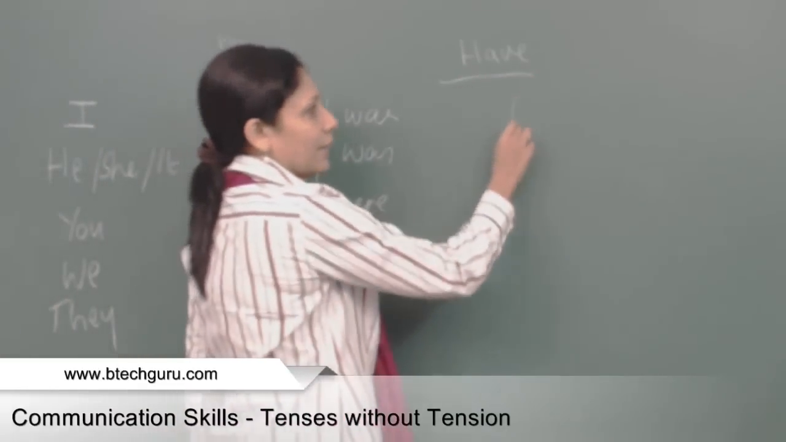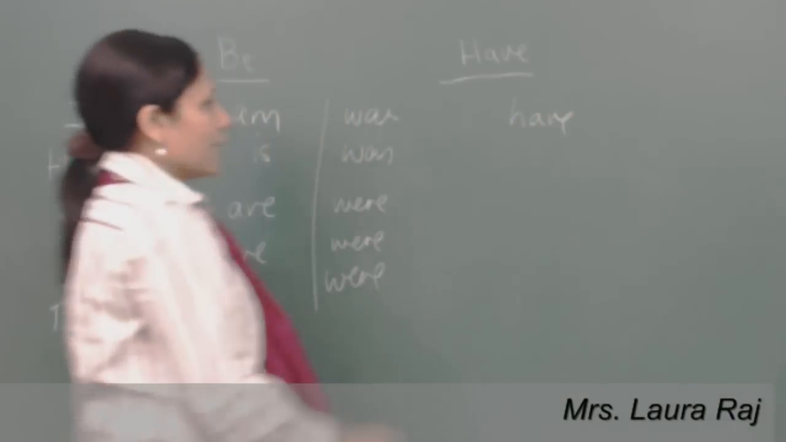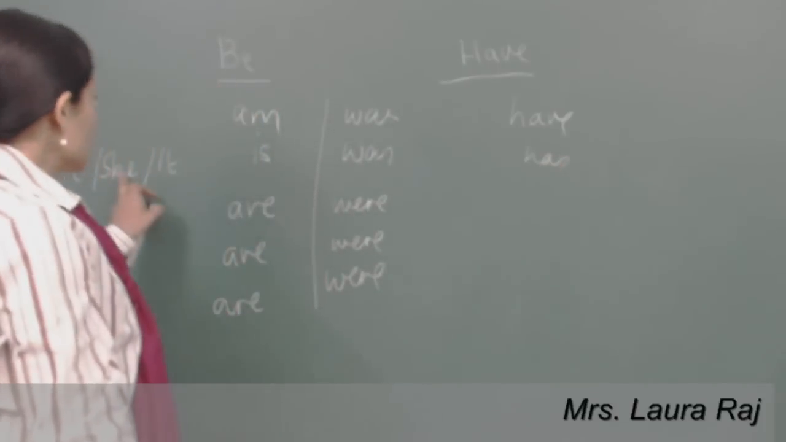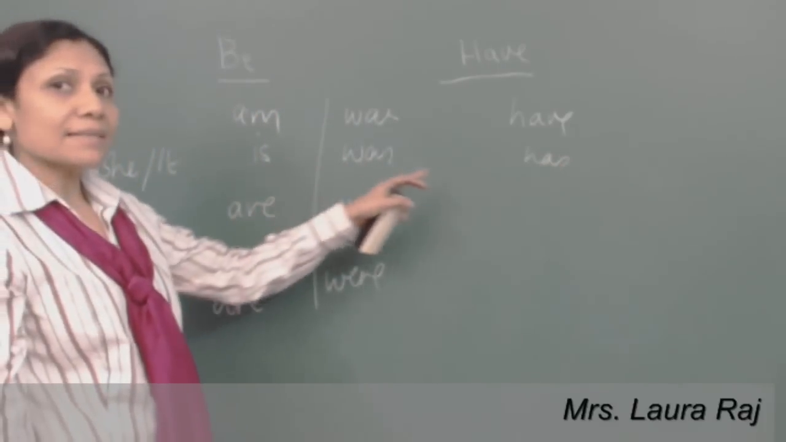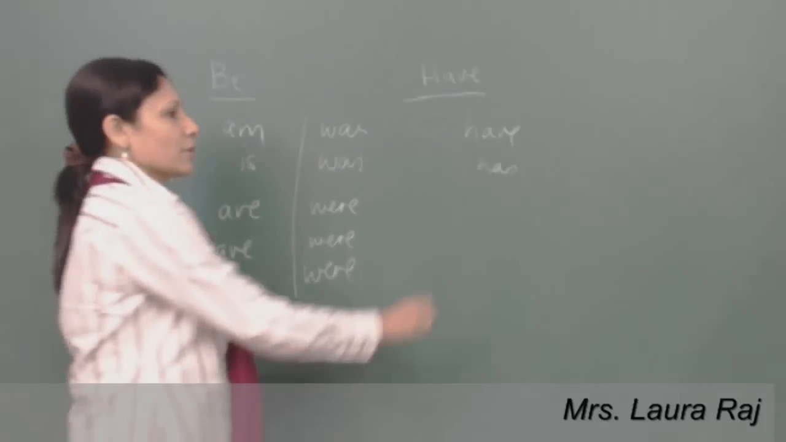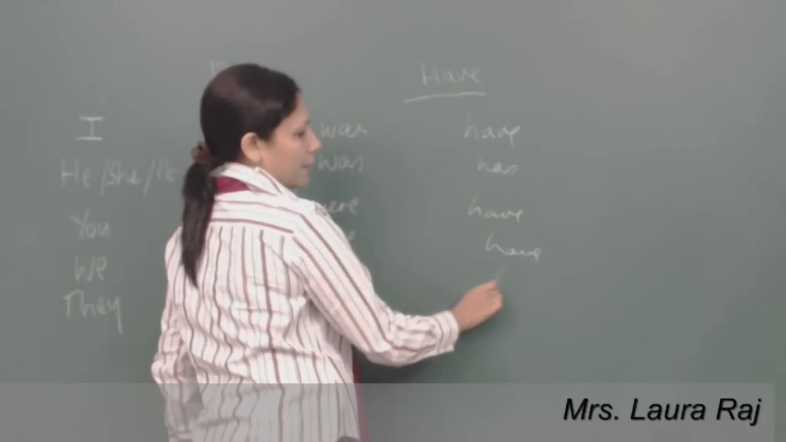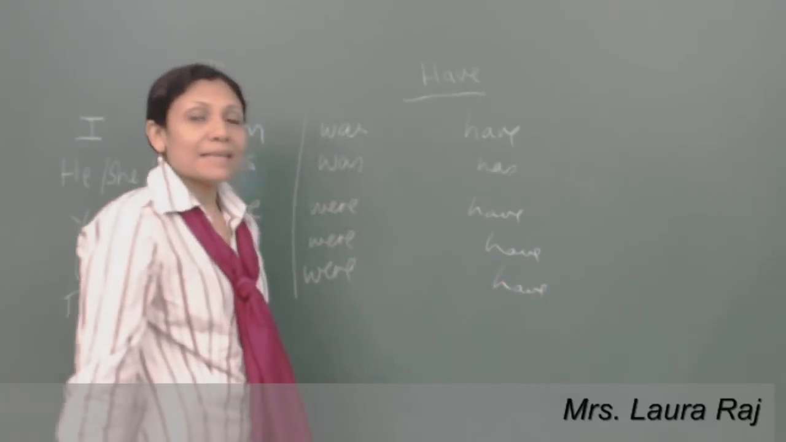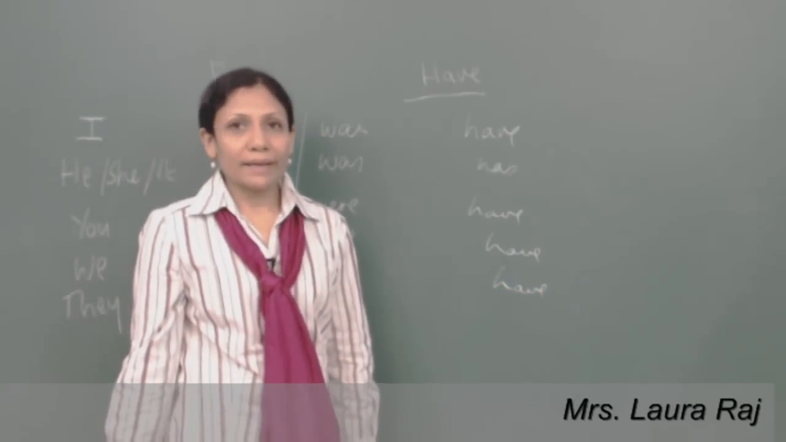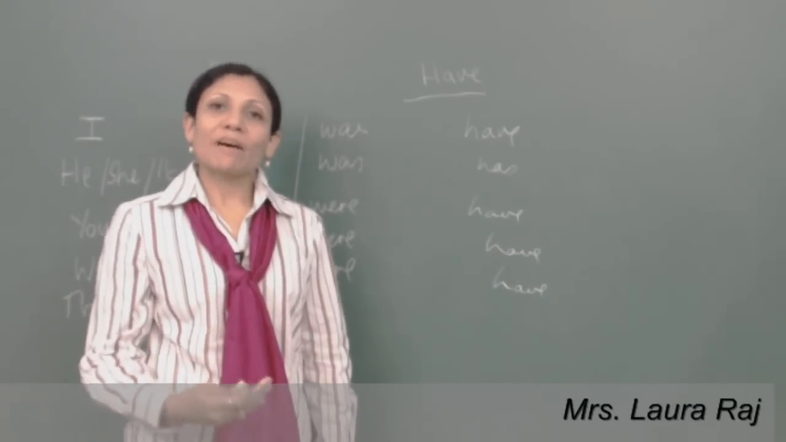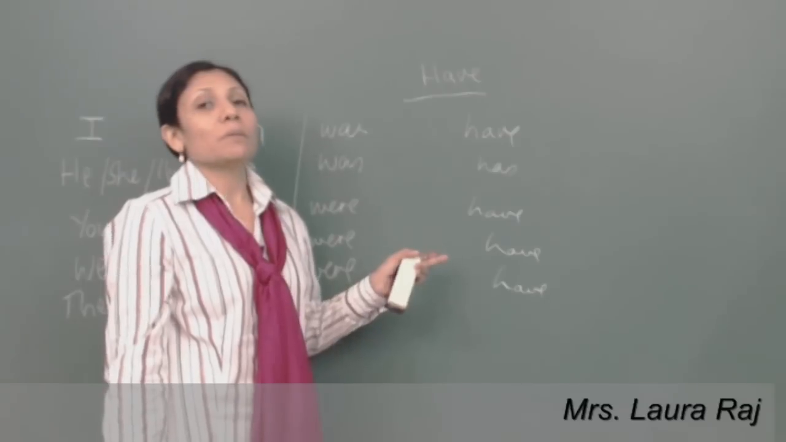So I have, and he has, she has, it has, you have, we have, and they have. So again, when do we use this have verb? When we say that we have a dog, we can use this have verb in the present tense.